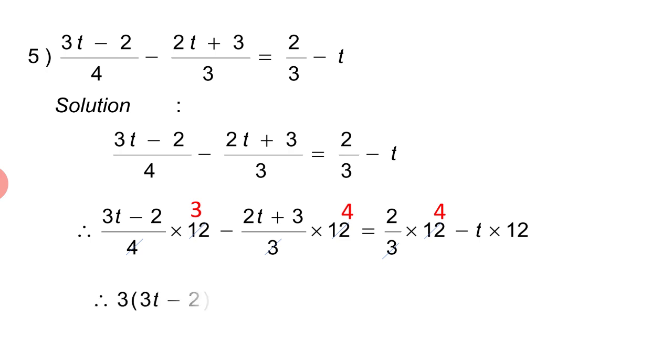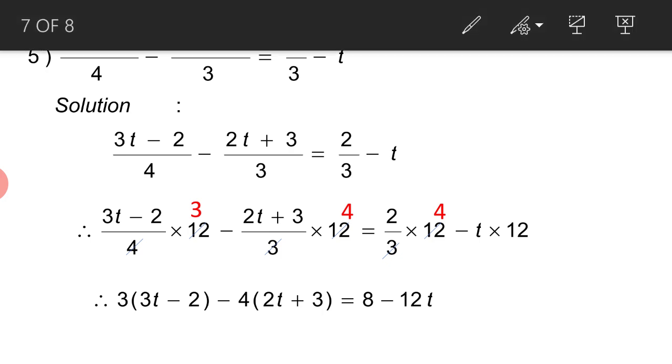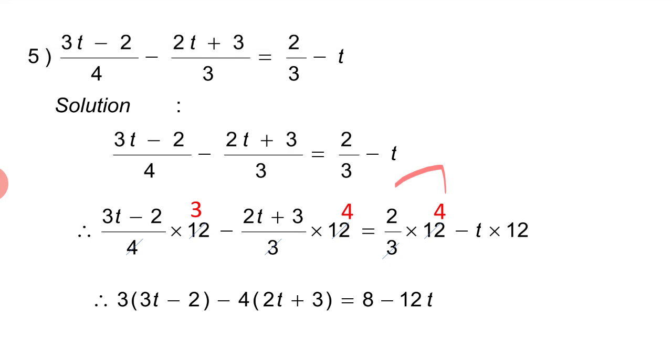Now what is the remaining part of the equation? So we get 3 into 3t minus 2. See, I have used a bracket here. 3 into 3t minus 2 minus 4 into 2t plus 3 is equal to 2 fours are 8, 8 minus 12t. Are you getting? Now, opening the bracket. Is it in simplified form? So we say yes, it is a little simplified.